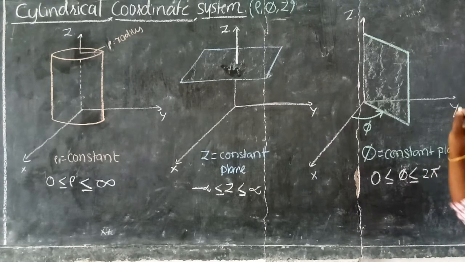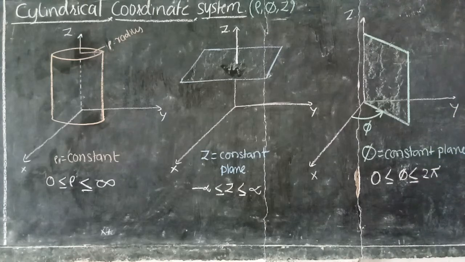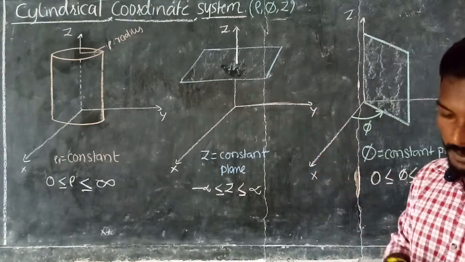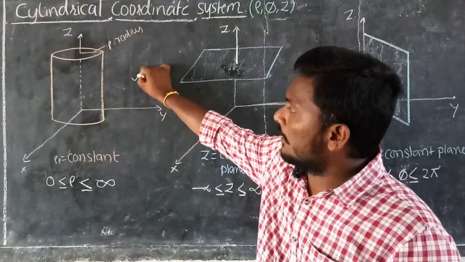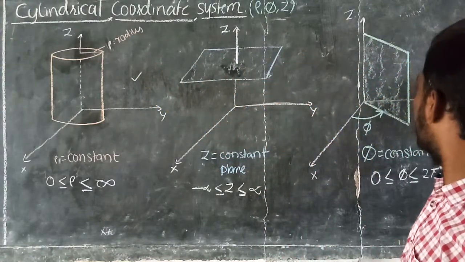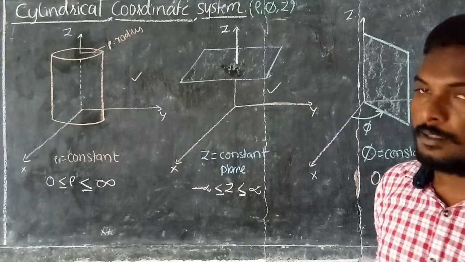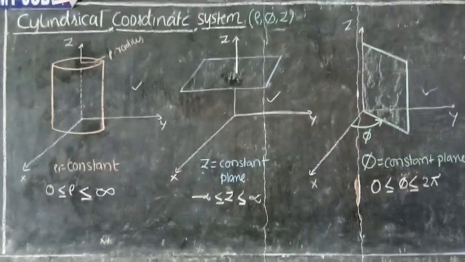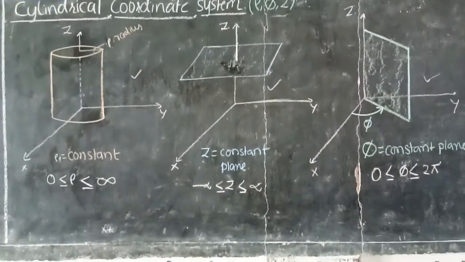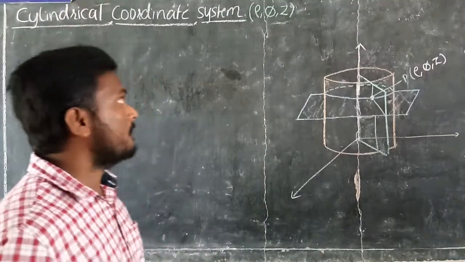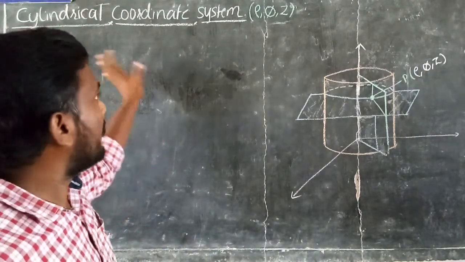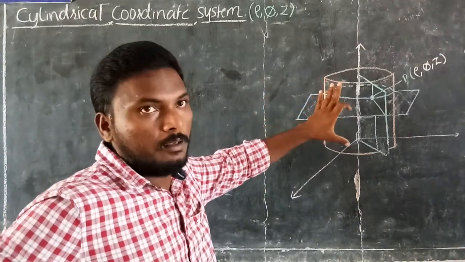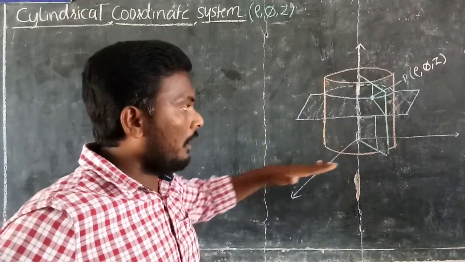Okay, now can you tell me what the coordinates are which are used to define the cylindrical coordinate system? These are: rho is one axis, phi is the second axis, and z is the other axis. The surfaces which are used to define our cylindrical coordinate system are the cylinder, the constant z plane, and a half plane, which is perpendicular to the xy plane.